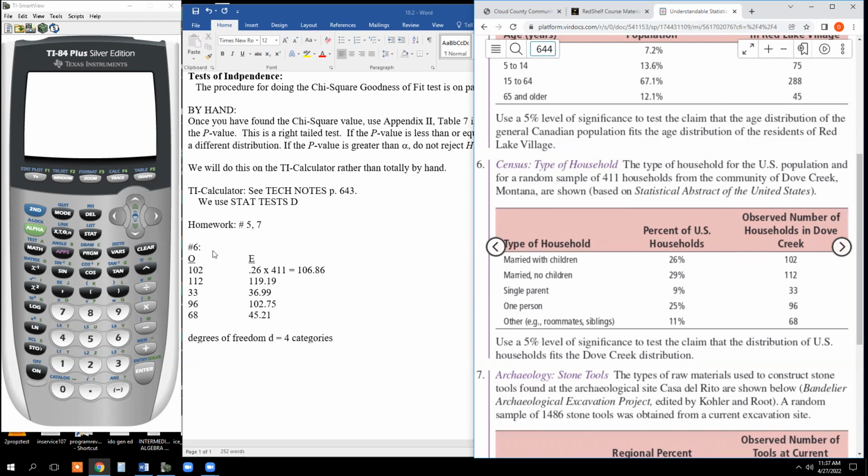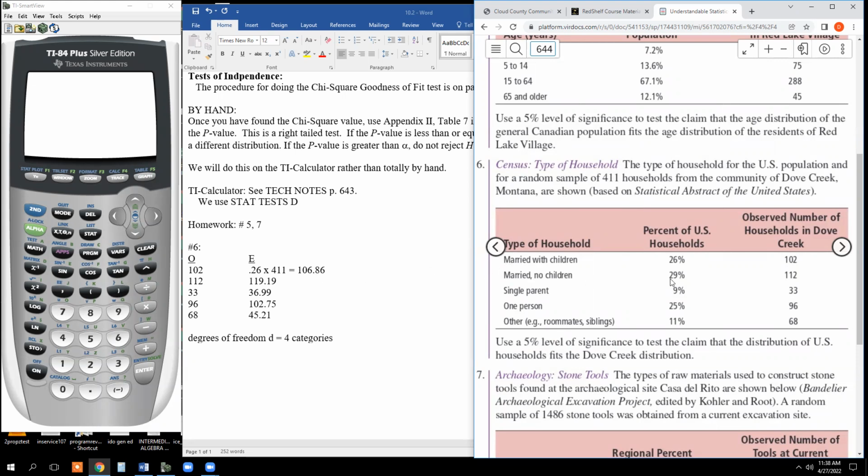First of all, here's our observed, this column right here, the 102, 33, 96, and 68 are our observed categories, which is this last column on the table in the textbook. We need to calculate the expected, and here's how you do it. For this first category, married with children, we multiply 0.26 times 411. I only typed out the first one for you. 0.26 times 411 is an expected value of 106.86.